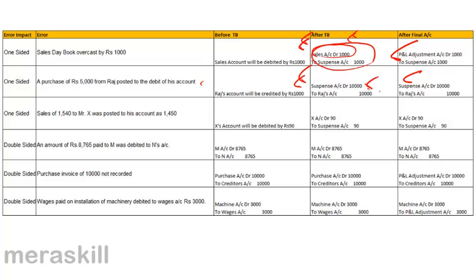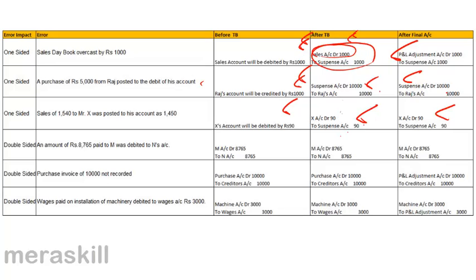Sales of 1,540 to Mr. X was posted to his account as 1,450. So Mr. X was to be debited. We have debited his account, but we debited it with only 1,450 instead of 1,540. So we needed to debit his account by 90 rupees more. That is what we did under the first method: we went to the debit side of X's account and said to error in posting and wrote the amount of 90. We did the same thing after trial balance. We debited X's account, but it was in the form of an entry and corresponding credit, therefore we gave it to suspense account. Is there a nominal account here? No, it's only X's account to suspense. So this exact same entry would be passed even if the error was detected in the next accounting year.